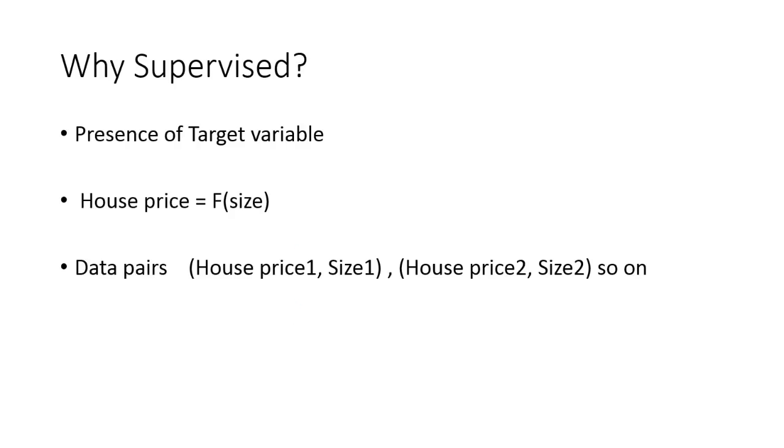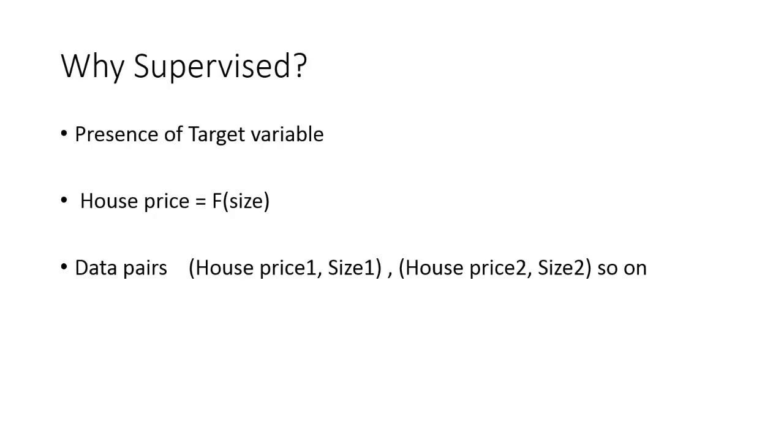So why do we call it a supervised algorithm? We call it supervised algorithms because there is a presence of a target variable. What is the target variable in this case? The target variable is the variable of interest, or the result variable, or we can say the output variable. The output variable is nothing but the price here. In the example, price is what matters to us.